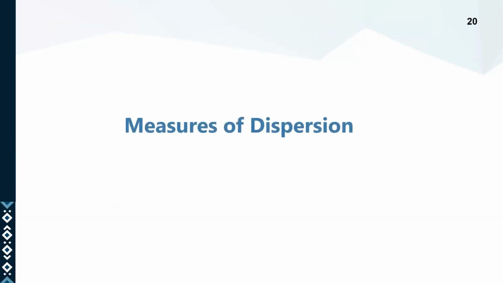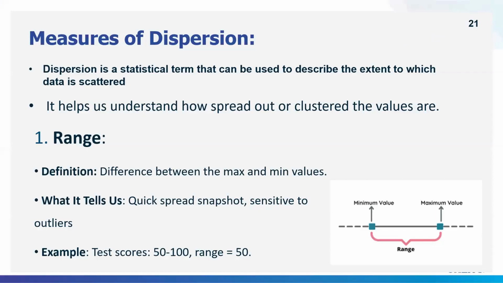Now let's move to the measures of dispersion. Remember, measures of central tendency, as the name implies, look at the central values of data, but now we are going to see how scattered or how variable a particular data can be by looking at what we call the measures of dispersion. So dispersion is a statistical term that can be used to describe the extent to which the data is scattered. It helps us understand how spread out or clustered the values in a given data set are.